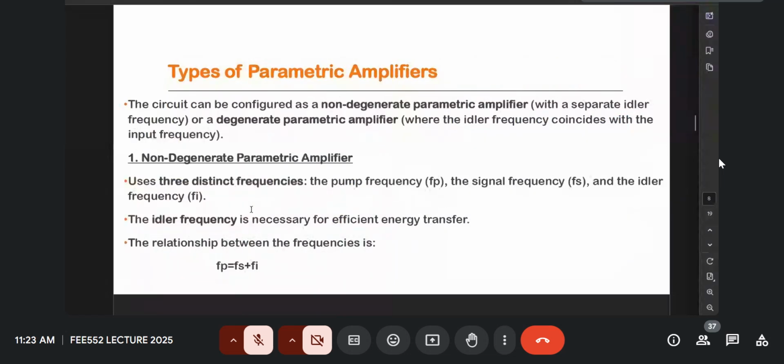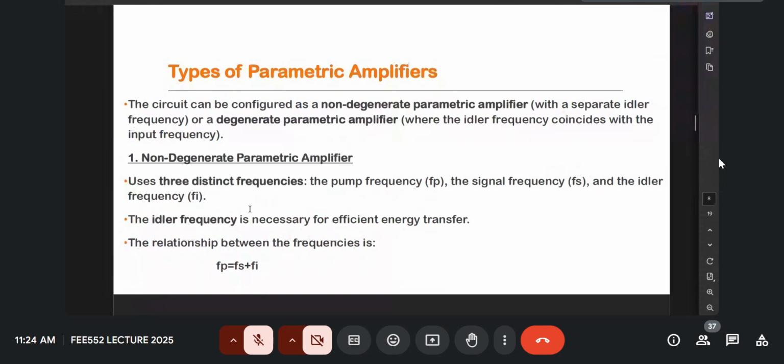So we have some types of parametric amplifiers. These circuits can be configured as non-degenerate parametric amplifiers with a separate idle frequency, and degenerate parametric amplifiers where the idle frequency coincides with the input frequency. We'll go to the first one, the non-degenerate parametric amplifier. They use three distinct frequencies: the pump frequency, the signal frequency, and the idle frequency. The idle frequency is necessary for efficient energy transfer.